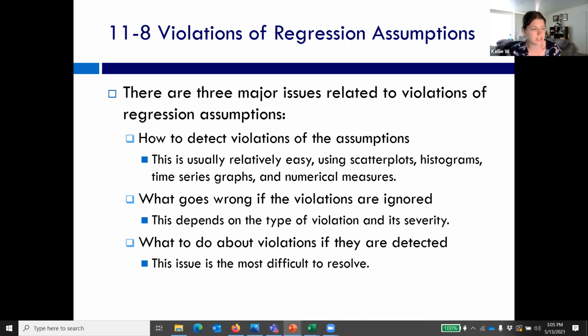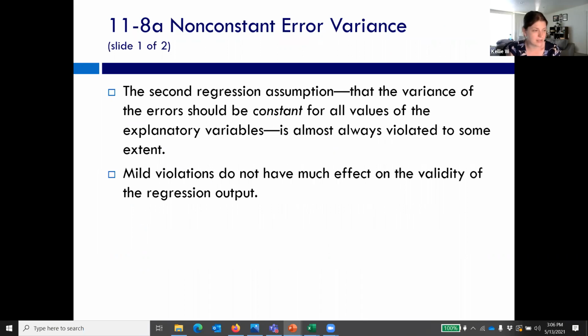Okay, so violations of regression assumptions. How can we detect them? Pretty easily. We showed some ways of seeing violations with the scatter plots, the histograms, especially the residuals, by looking at a time series graph or other numerical measures like the p-values and t-values. If violations are ignored, sometimes it's fine and sometimes it's not. It really depends on how severe the violation is. There are always going to be some minor violations of assumptions, but what to do about it is the tricky part.